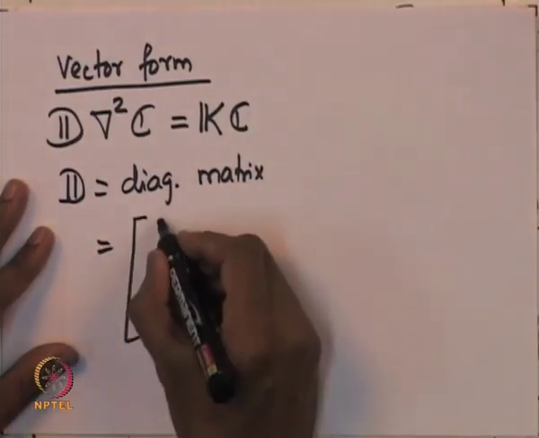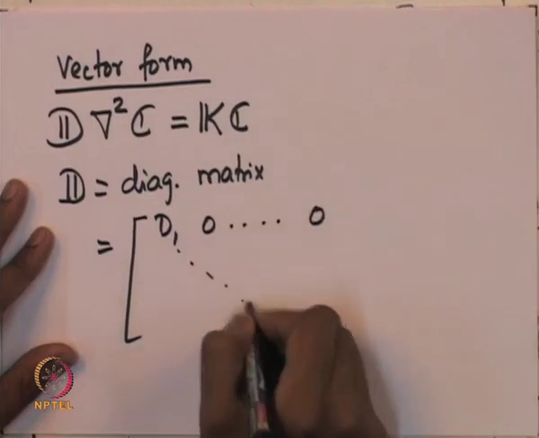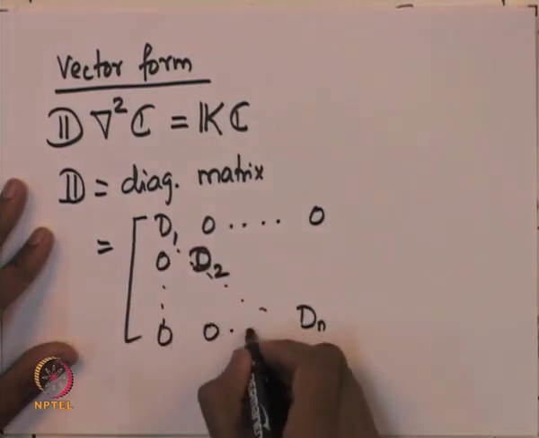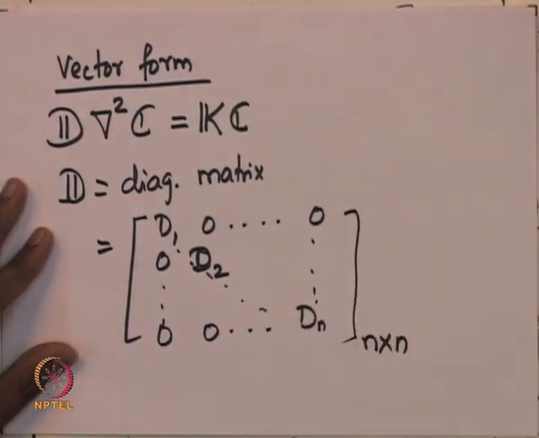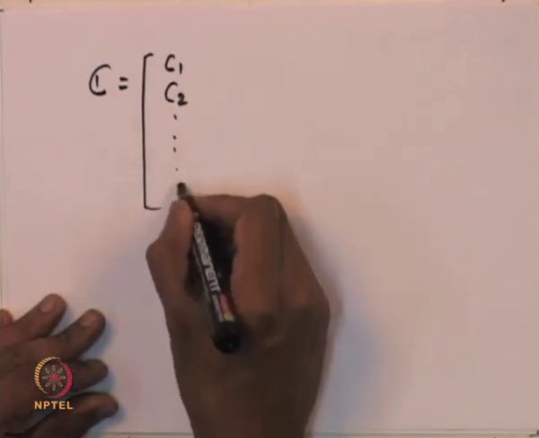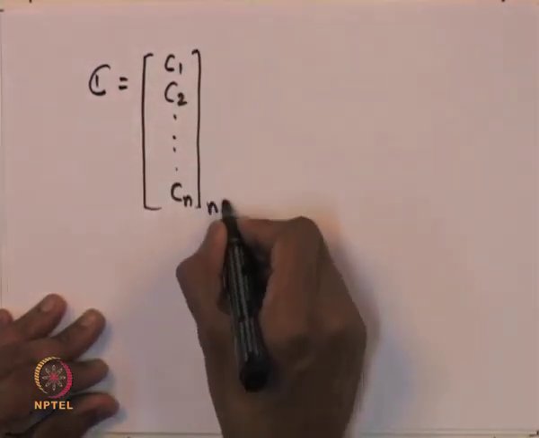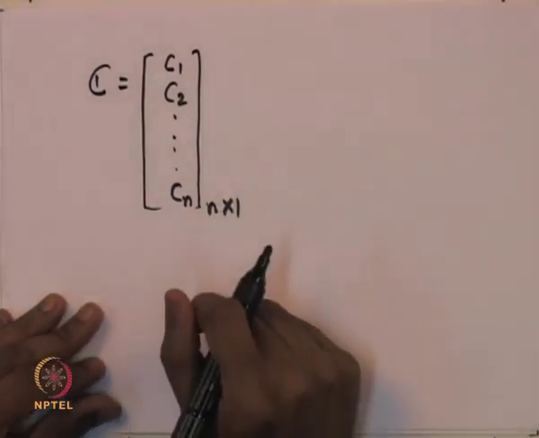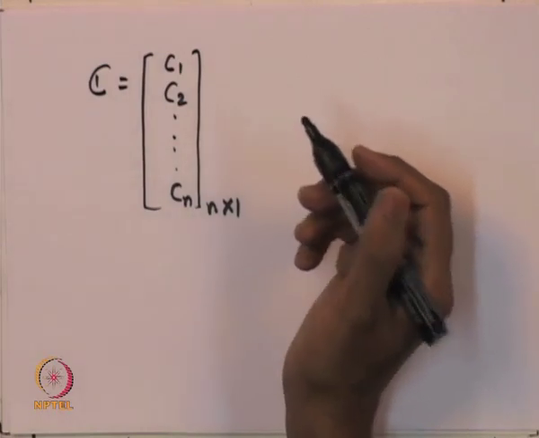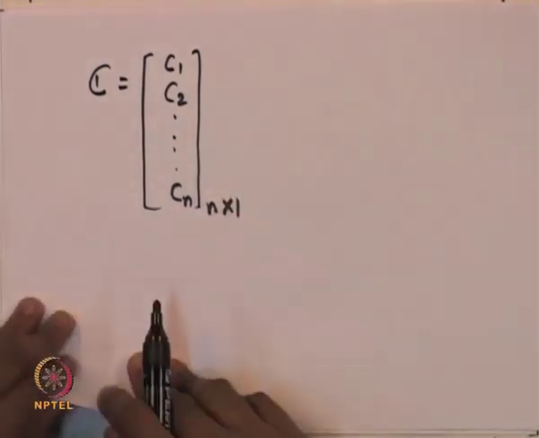and that looks like D1, D2, up to Dn. So, it is an n cross n matrix where the diagonal elements are the diffusivity of each of the n molecular species. Now, similarly, the concentration vector C is essentially a vector of concentrations C1, C2, etc. up to Cn. So, that is an n cross 1 vector, so n rows and 1 column, containing the concentration of these n species which are actually participating in the network of first order reactions.